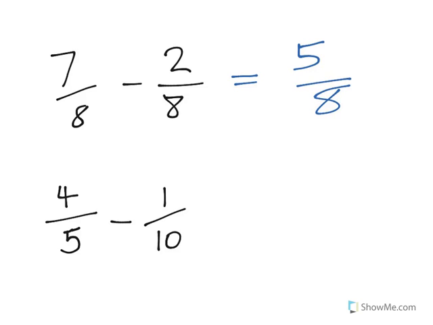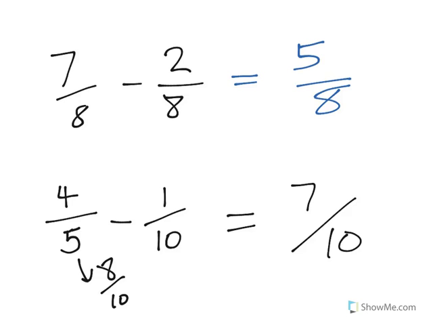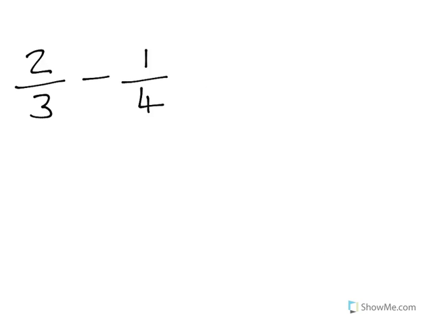And if you've got 4/5 and you want to subtract a tenth, you can convert the 4/5 by doubling it to 8/10, and then 8/10 subtract 1/10 leaves you with 7/10. Straightforward enough. What happens though when you've got 2/3 subtract 1/4?